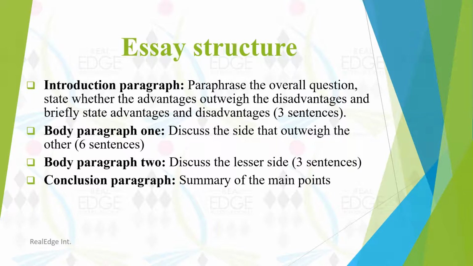Let us remind ourselves about the essay structure. When you are told that one side is stronger than the other, then in your introduction you must have 3 sentences, where in the first sentence you paraphrase the overall question, in the second sentence you state whether the advantages outweigh the disadvantages, and in the third sentence you briefly state the advantages and disadvantages. In body paragraph 1 you discuss the stronger side, in body paragraph 2 you discuss the weaker side, and finally in the conclusion paragraph you give a brief summary of your main points.